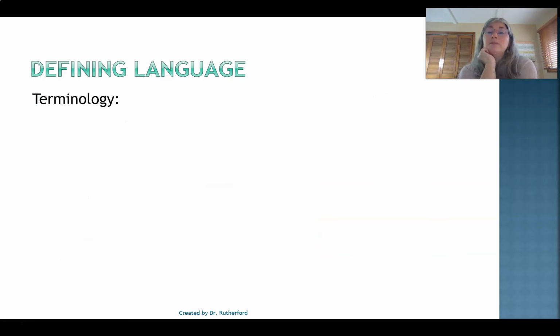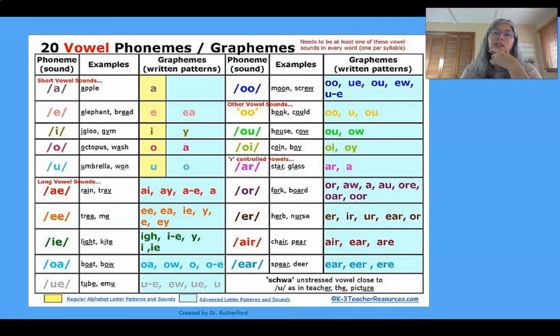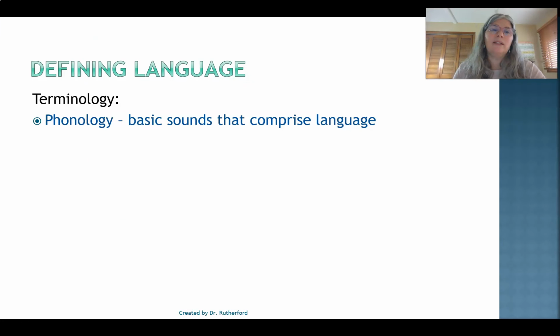So before we begin, there's some terminology we need to understand. Because in order to understand and use language effectively, children need to master 4 different components of language. The first one is phonology. So phonology is looking at the basic sounds that we use to comprise words that make up language. As you can see here, some examples of the vowel phonemes that you might be going over with your students if you're working on early reading skills. So obviously that's an important part, so they can make the appropriate sounds necessary to communicate.